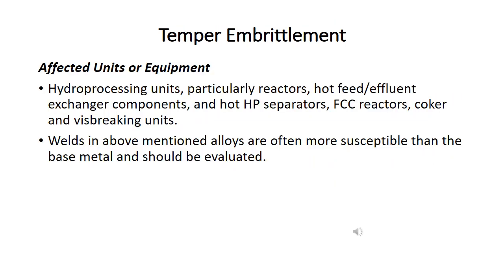Affected units or equipment: hydroprocessing units, particularly reactors, hot feed and effluent exchanger components, and hot HP separators, FCC reactors, coker and visbreaking units. Welds in the above-mentioned alloys are often more susceptible than the base metal and should be evaluated.